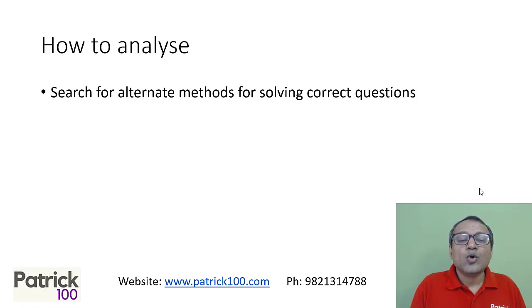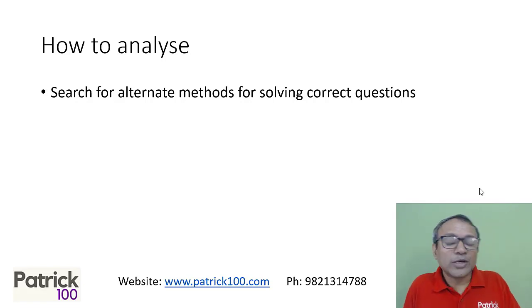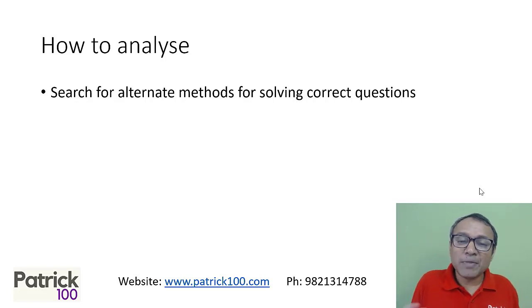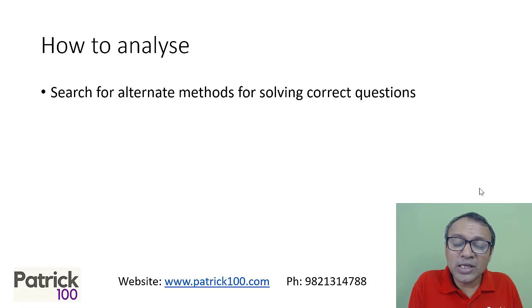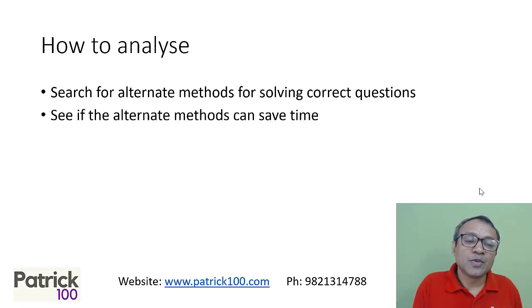How to analyze? One is to search for alternate methods for solving correct questions. You got the question correct; go back and check, is there a better way of solving it? Find out methods. Can I use the options? You will not get a better method for all questions, but look out for it. Does the solution provide a better method? Maybe you can take the help of your friends or someone else to get a better method. Again, I repeat, you may not get a better method for all questions, but even if you get it for a few questions, it helps your thinking process. Even one question is sufficient.